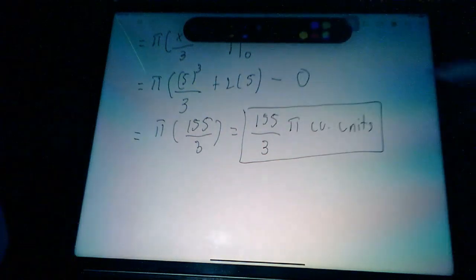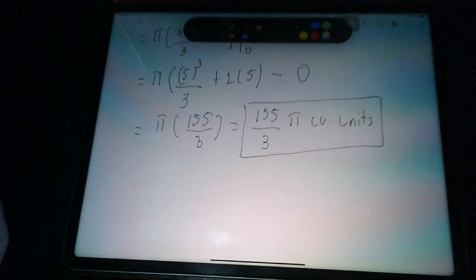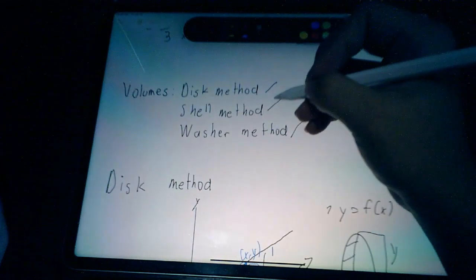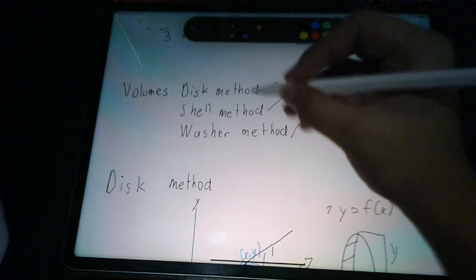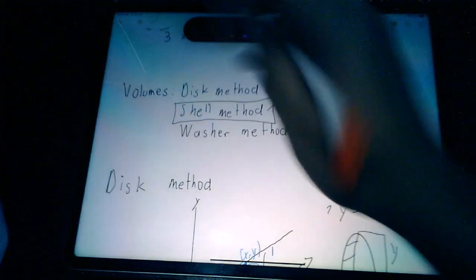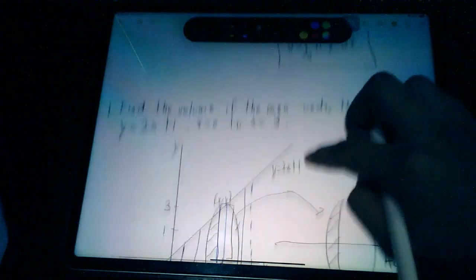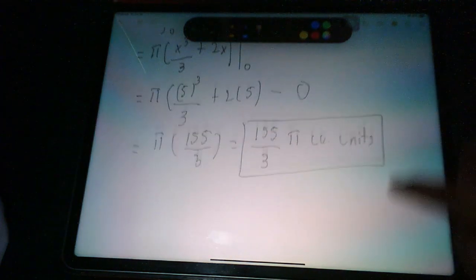Our answer is just equals to 155 over 3 pi cubic units. So this is our answer for our problem for our disk method. And now next we are going to talk about the shell method, which is the second method for our volume using integration. So this is what we'll tackle next. See you on my next video on volume using the shell method.